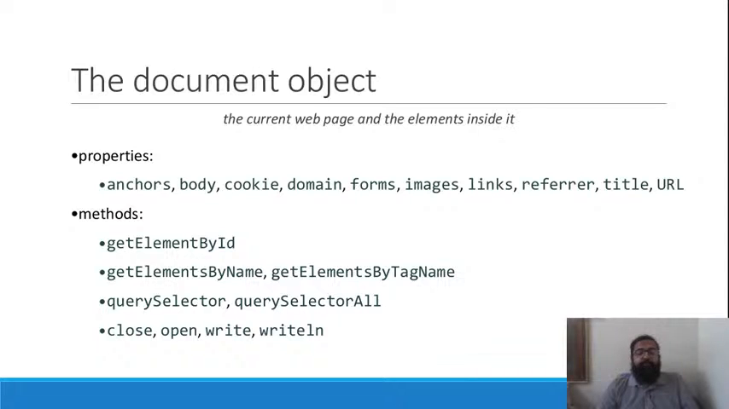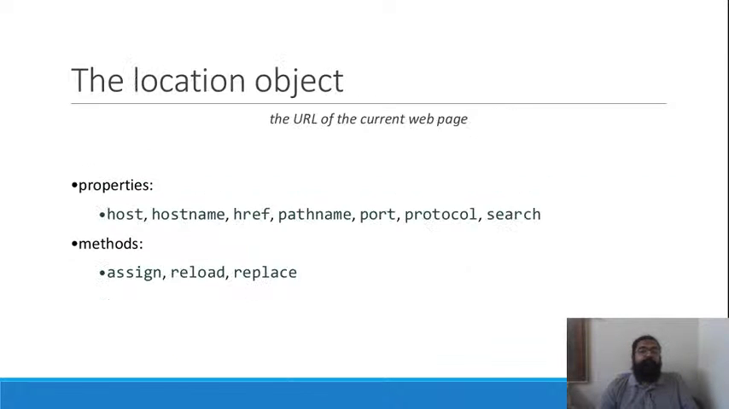It has properties like anchors, body, cookie, domain, forms, images, links, referrer, title, URL. Okay, then you have methods like getElementById, getElementsByName, getElementsByTagName, querySelectorAll, close, open, writeln, so that's write line. Okay, so that's the document object.